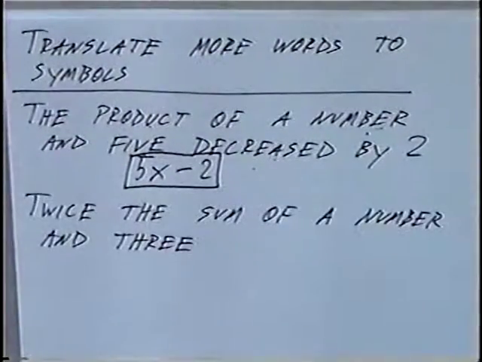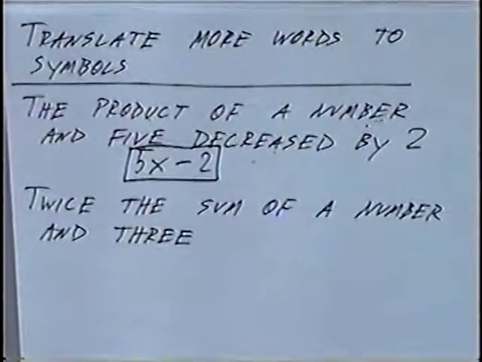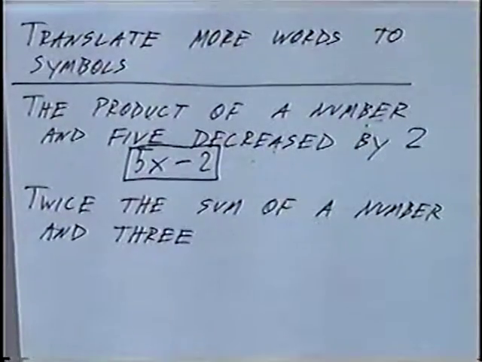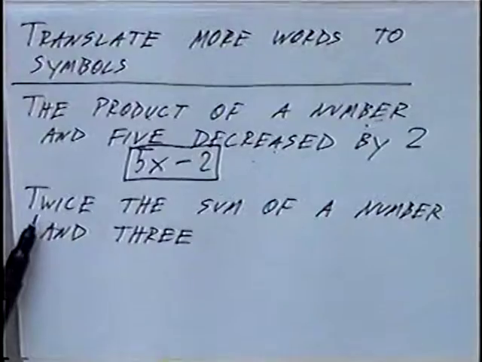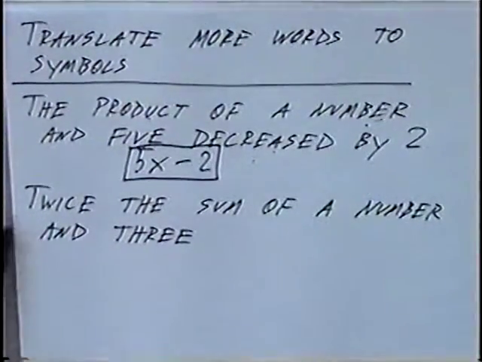Second question, and last question for the section. Twice the sum of a number and 3. Vocabulary words: twice means to make bigger or double, or in terms of math, multiply by 2.